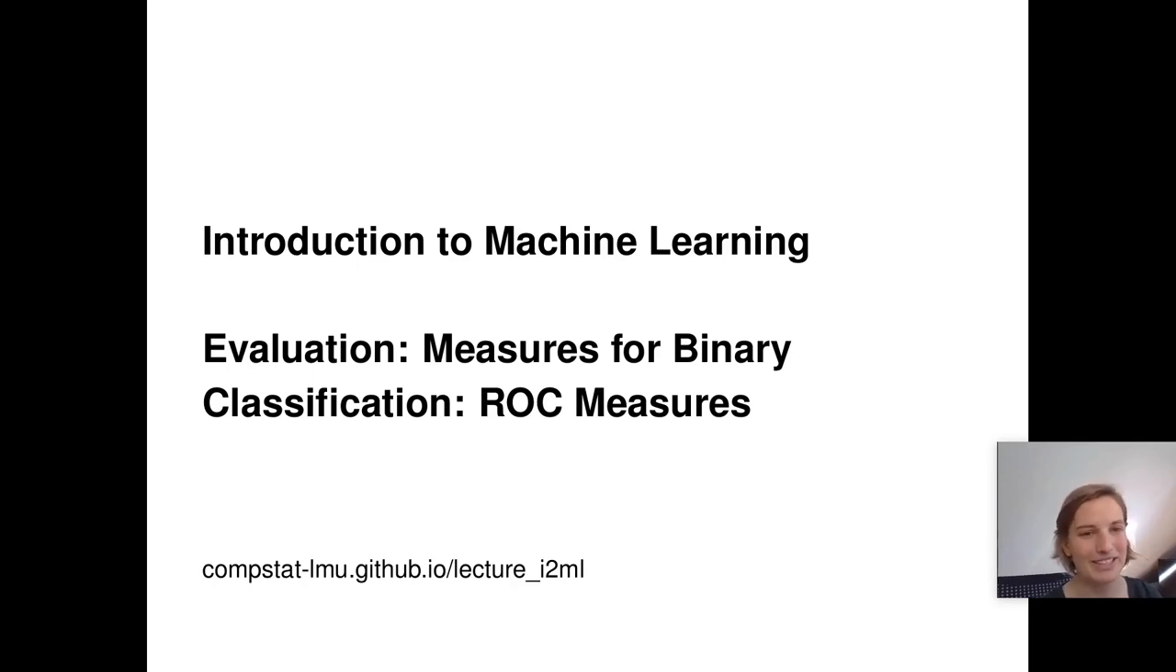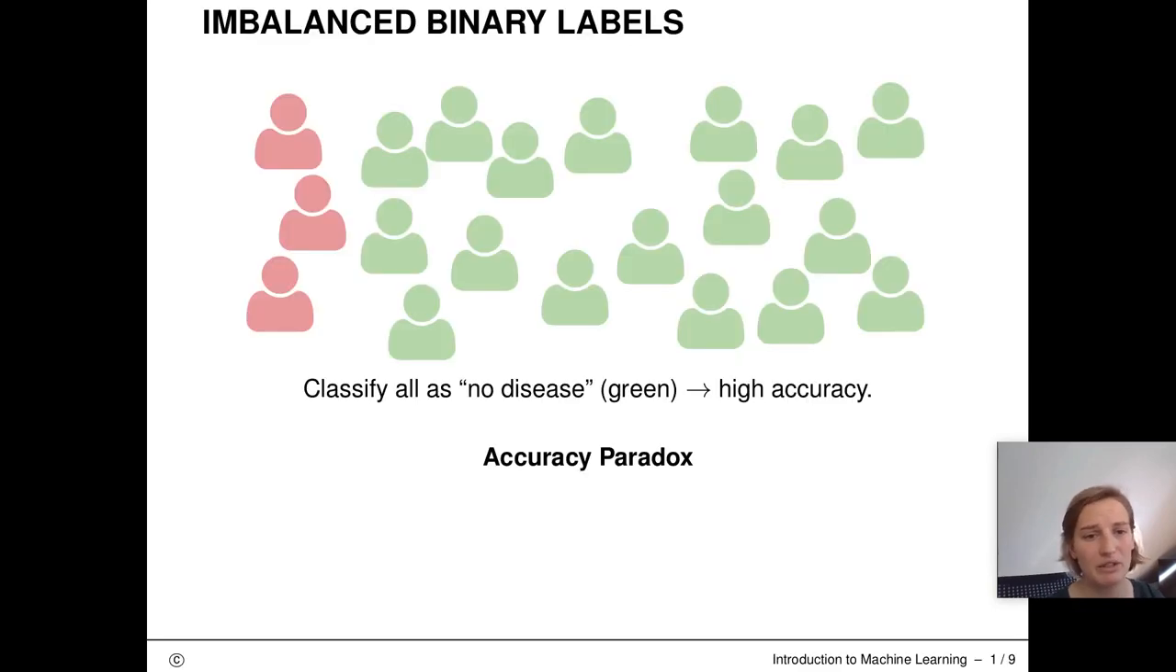Welcome to our next unit on the evaluation of ML systems. In this lesson, we take a deeper look at binary classification and corresponding measures, which we call ROC measures. ROC analysis is all about evaluating binary classification systems for imbalanced class label situations. Imbalanced label situations are situations in which one of the two classes is much smaller than the other class. Often, the smaller class is also of higher importance than the larger class.